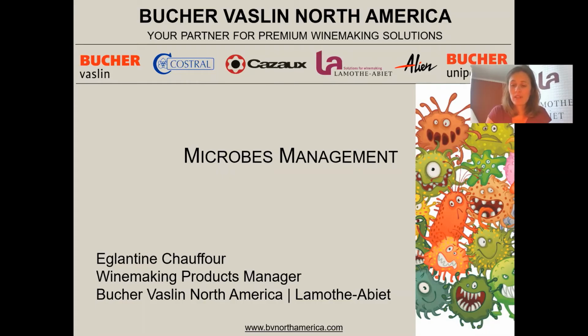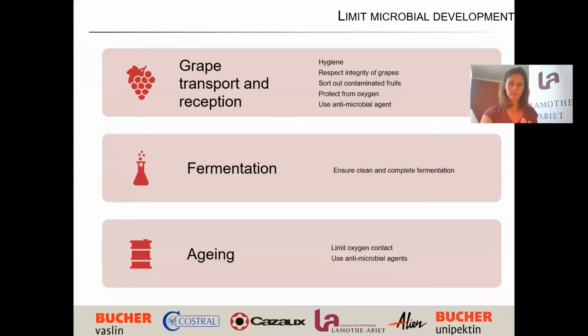Microbial management and low sulfur winemaking. Okay, so one of the first things we want to do is obviously to limit the microbial development. And for this, we are going to have to focus on hygiene and, again, respecting the integrity of the grapes.